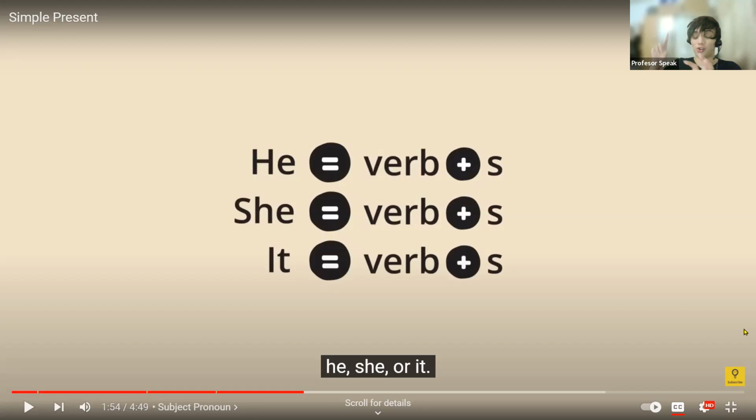Okay, so I, you, they, we don't use the s. She, he, it, we do use the s. He works, she works, it works. I work, you work, they work, we work, whatever. Let's continue.